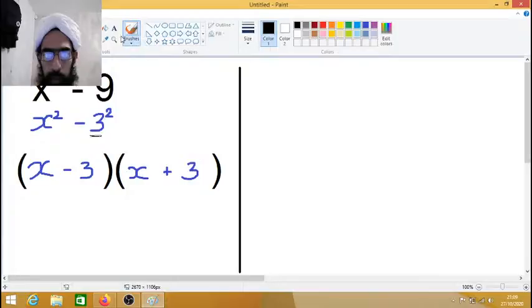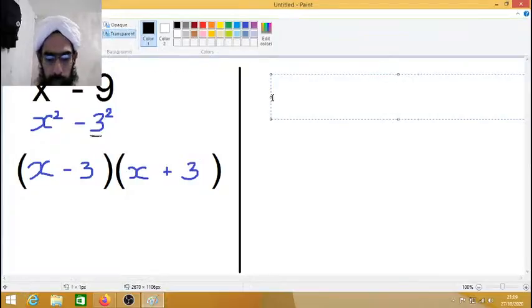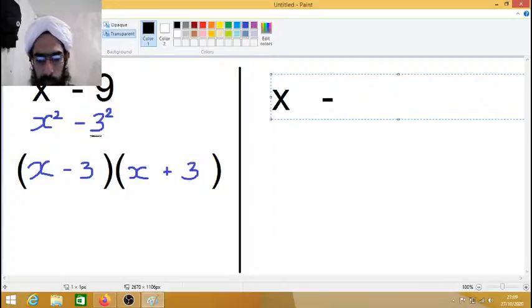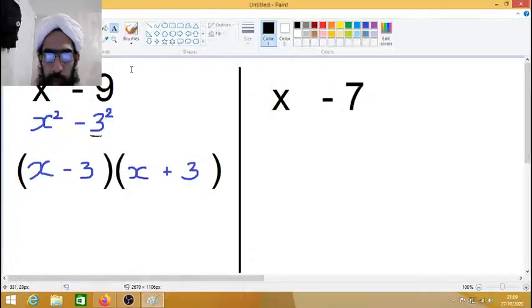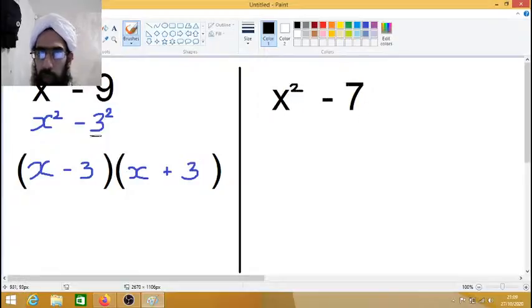So let me show you what I mean. If I had something like x squared take away 15, for example, or let's go with a nice easy one to write, x squared take away 7. So now 7 is not a square number. You can't really think of the square root of 7 as a nice easy number like we did before. But that's fine, because we can just write square root 7. We don't actually have to write the exact answer.